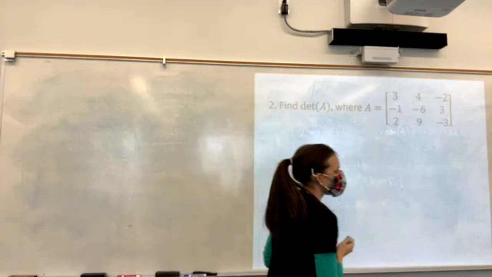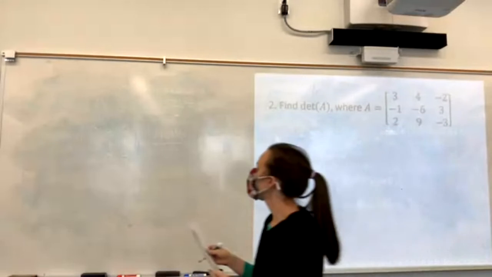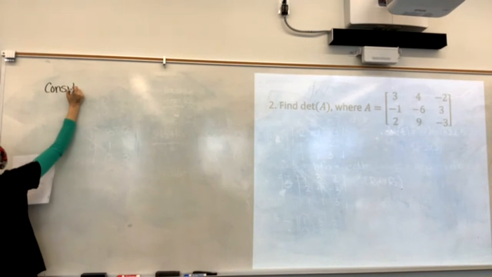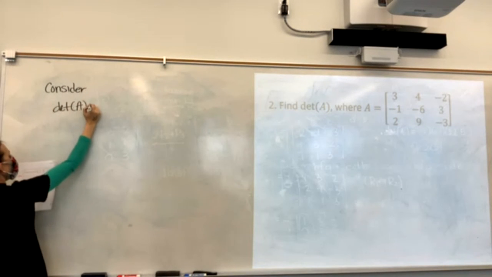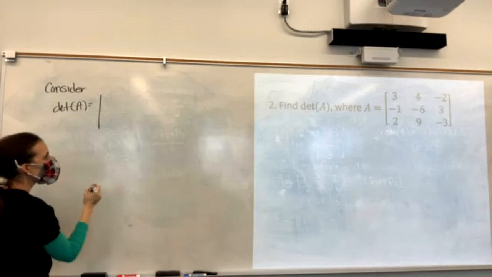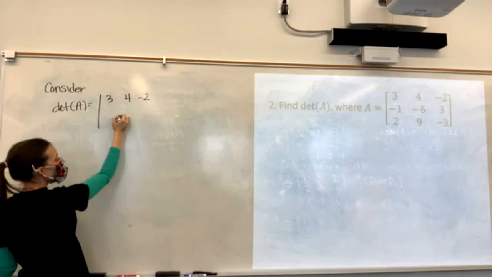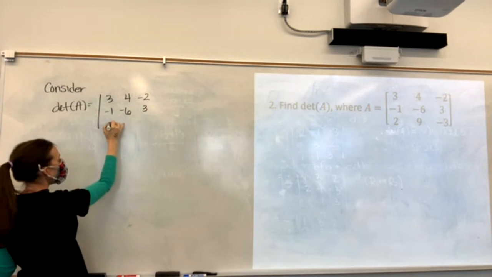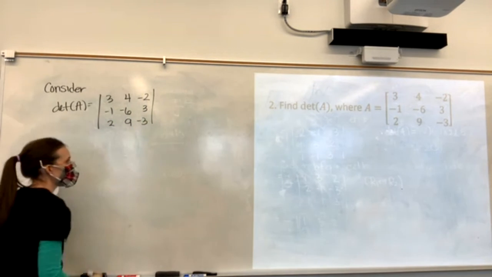All right, let me make sure this is on. Okay, so consider the determinant of A is the determinant of 3, 4, negative 2, negative 1, negative 6, 3, 2, 9, negative 3.